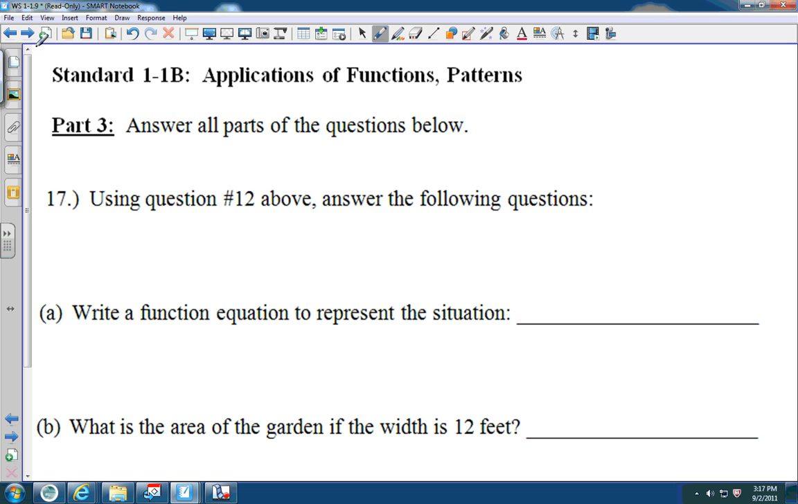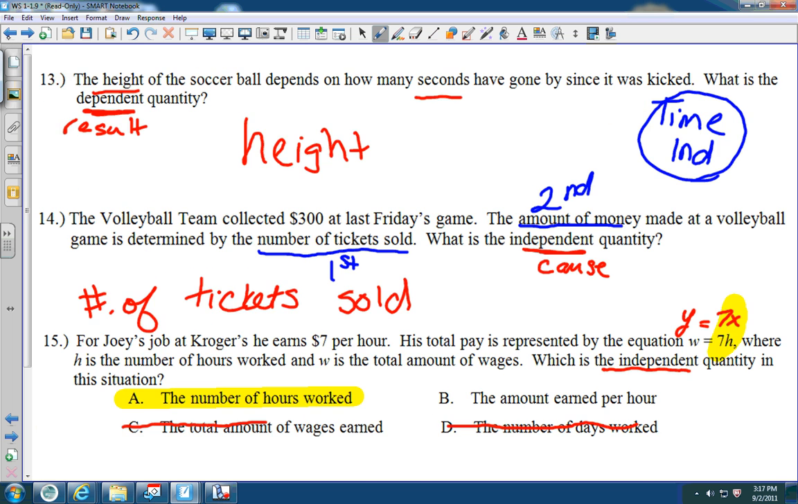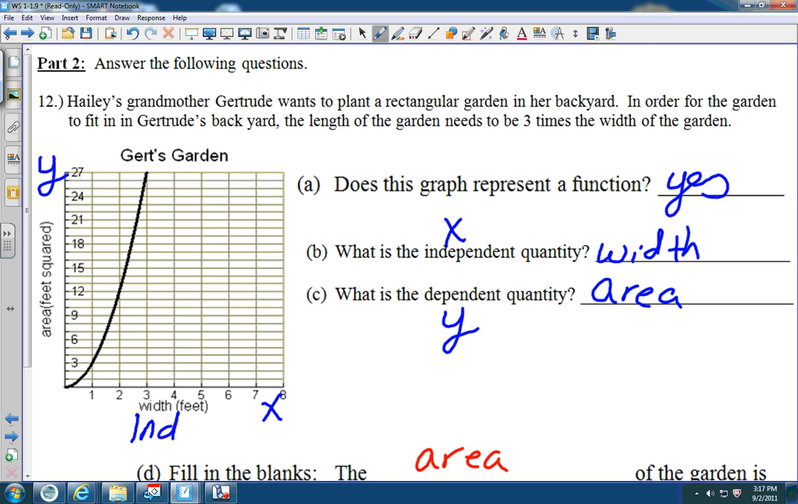Okay, here's the next one. It says using number 12 above. Where's number 12? Oh, that graph right there. Let's see what our question is. Let's see if I can find my pen here.